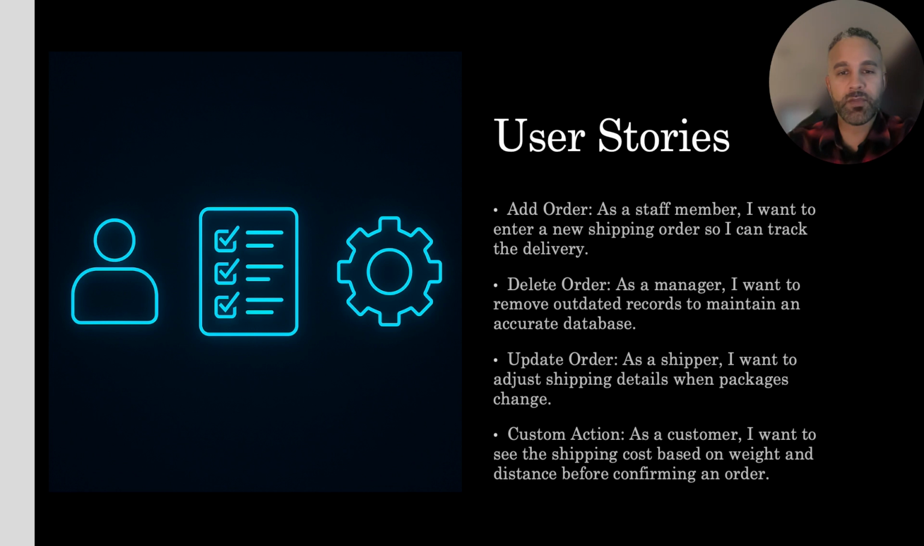Alright, for user stories, we're gonna have the following case scenarios. For example, when a staff member wants to add an order, I want to enter a new shipping order so I can track the delivery. If I am a manager and I want to delete an order, I want to remove outdated records to maintain an accurate database. Also, if I'm the shipper, I want to update the order to adjust shipping details when the package changes, right? Also, for a custom action, as a customer, I want to see the shipping cost based on weight and distance before confirming the order. It makes sense, right?